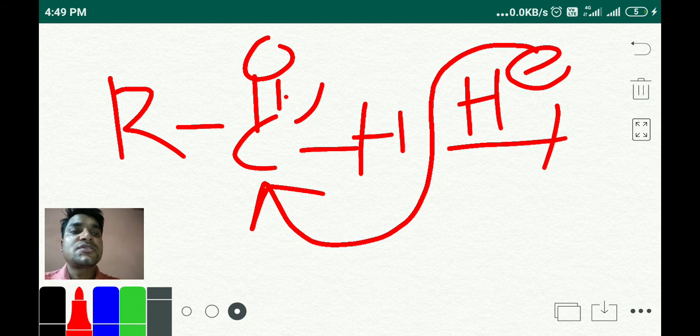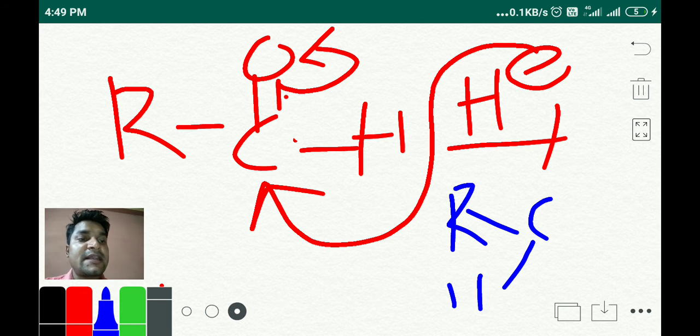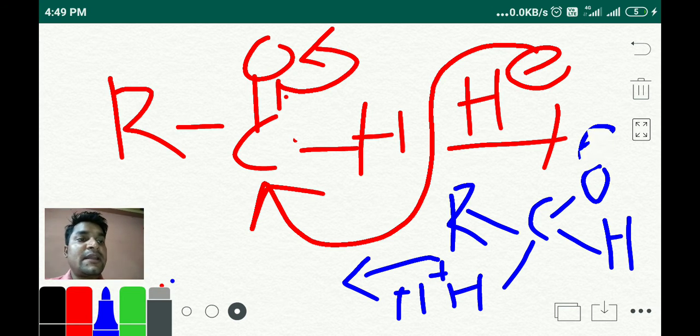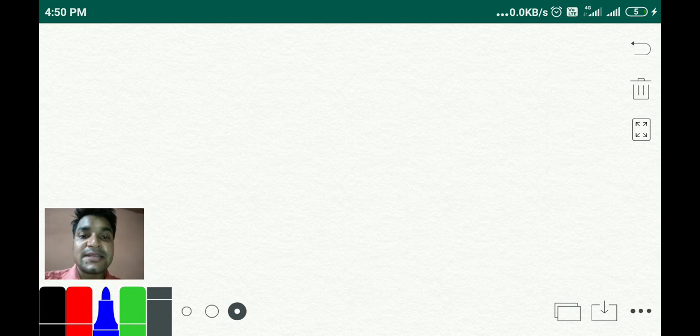This bond will break down. When that happens, the product will be R, C, H is added, O minus. In the second step, if you add H plus, it is added over here, forming nothing but alcohol. So this is the procedure by which we can convert any aldehyde or ketone to an alcohol. So this is another example.